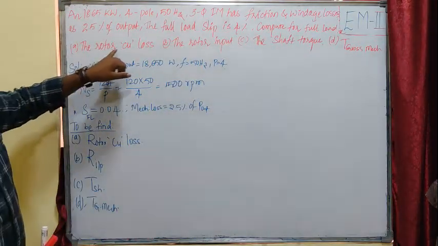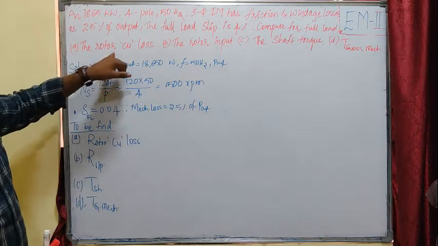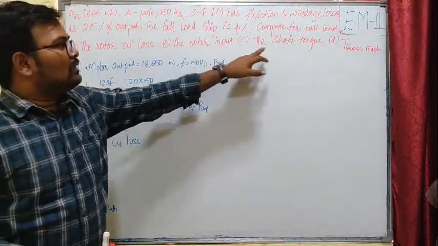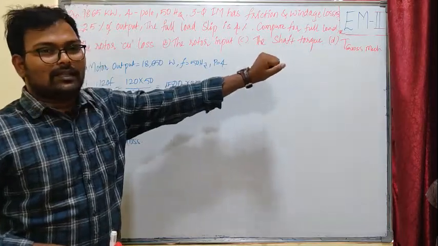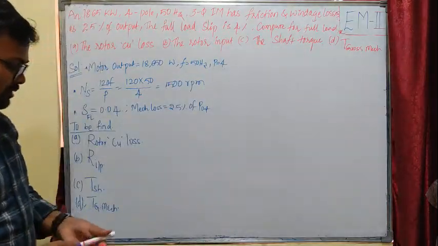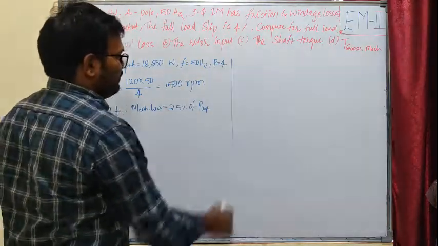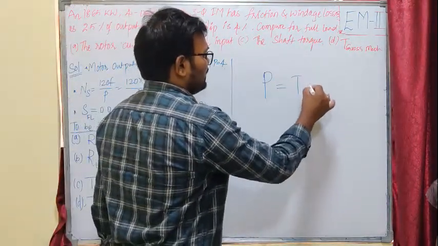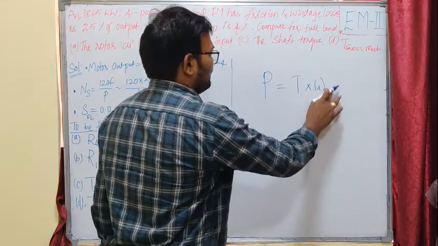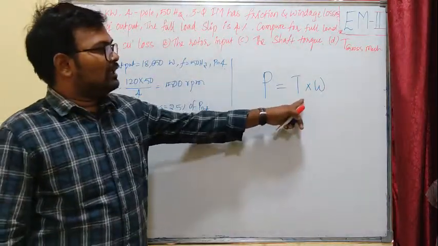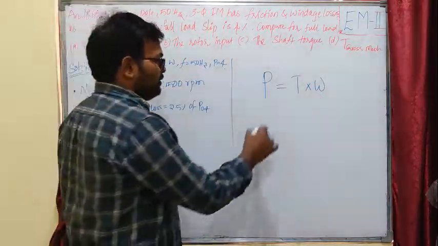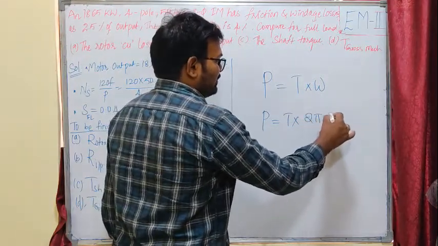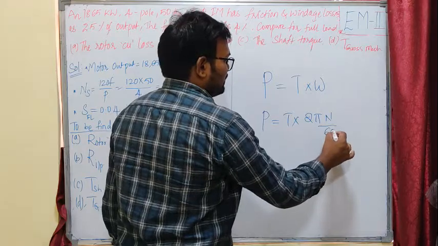The first question is the rotor copper loss. Then we have to calculate the rotor copper loss of the machine, the rotor impedance, the rotor input of the machine, the shaft torque and the gross mechanical torque. Okay, so before going to that, I need to derive one simple relation, that is the relation between torque, speed and power. This is the power equal to torque into angular velocity. So we have torque into angular velocity, which when considered is 2 pi N by 60.